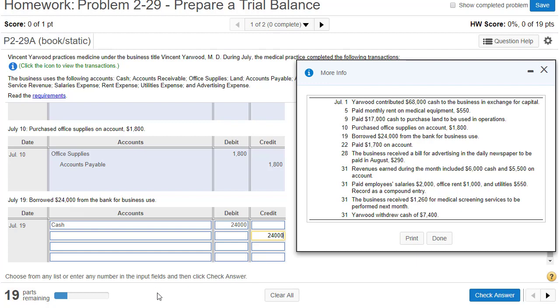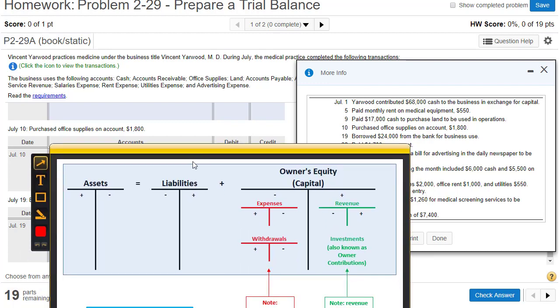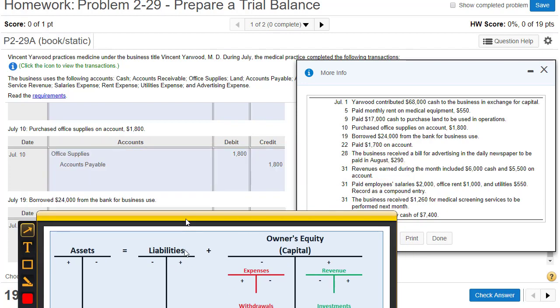Well, this is a loan, so we have a liability. And liabilities, we have more liabilities, right? So that is our credit. So always double check to make sure that the debit and the credit make sense. So we have more liabilities, so that is our credit account.